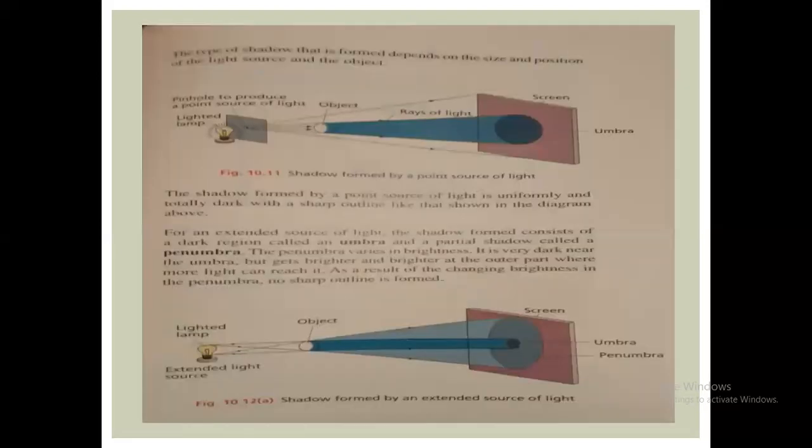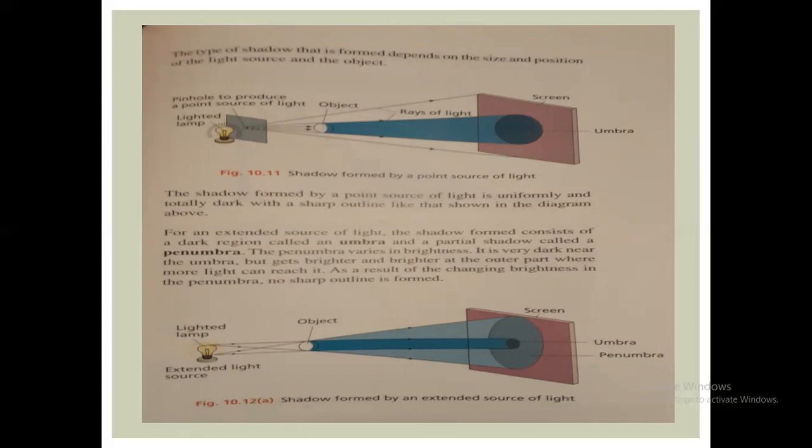Yes. Okay. The type of shadow that is formed depends on the size and position of the light source and the object. Here you can see a lighted lamp, and a pinhole is used to produce a point source of the light. And then there's an object, and then there are rays of light. Actually, light travels in a straight line. There's a screen, and there's an umbra. So a shadow is formed by a point source.